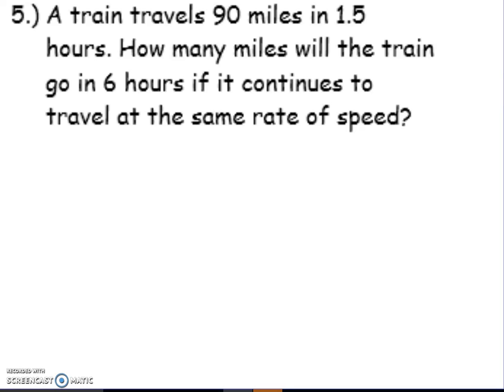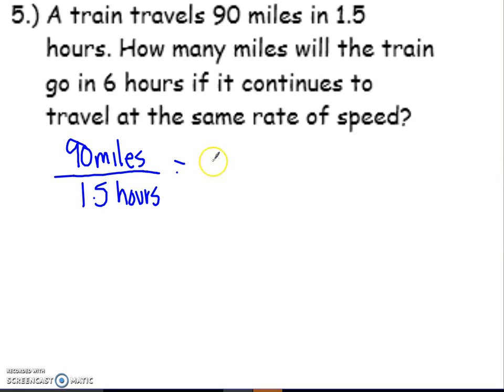Question number 5. A train travels 90 miles in 1 5/10 hours. So we have 90 miles in 1.5 hours. How many miles will the train go in 6 hours if it continues to travel at the same rate of speed? So we have 6 hours, and we don't know how many miles.